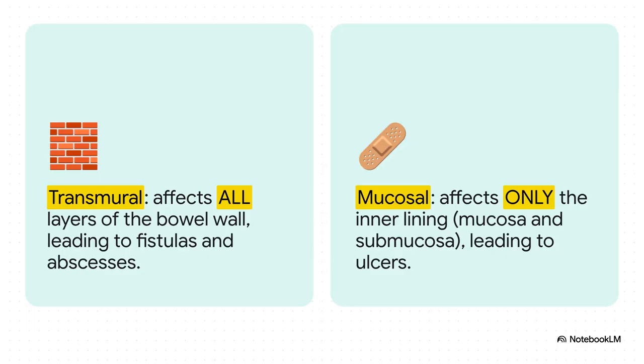Now for that second clue, depth. Crohn's is what we call transmural, which is a fancy way of saying the inflammation punches through all the layers of the bowel wall. This is exactly why it causes those deep, nasty complications like fistulas. Now compare that to UC, which is much more superficial. It just hangs out in the inner lining, the mucosa. That's why it's famous for causing ulcers and bleeding. See, the depth directly explains their unique complications.